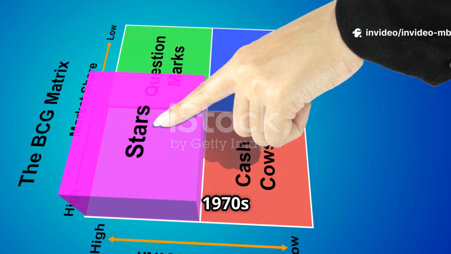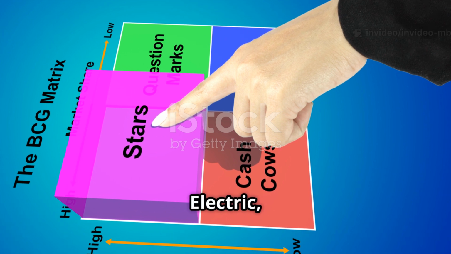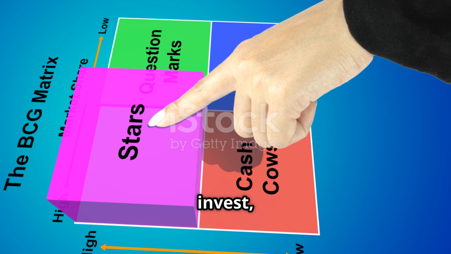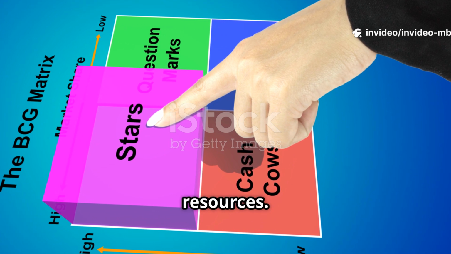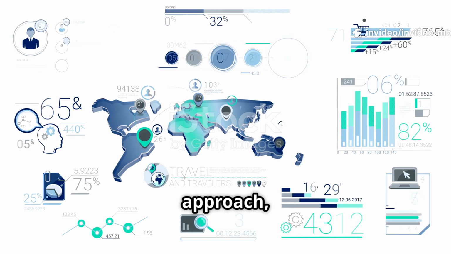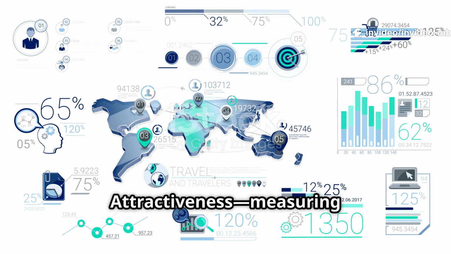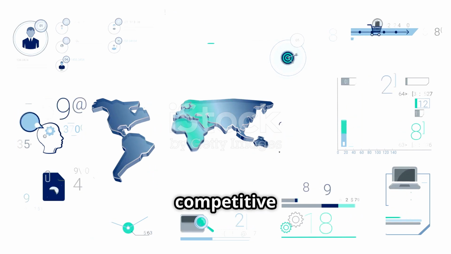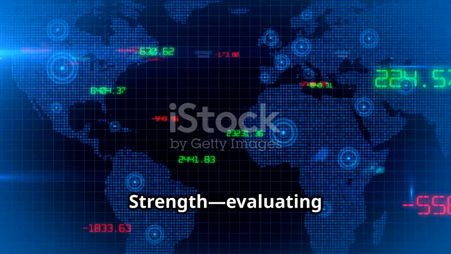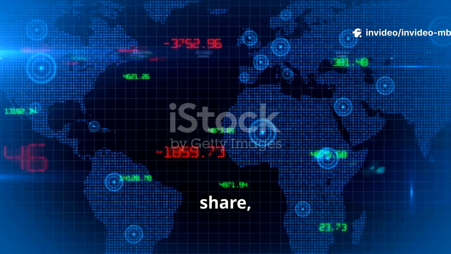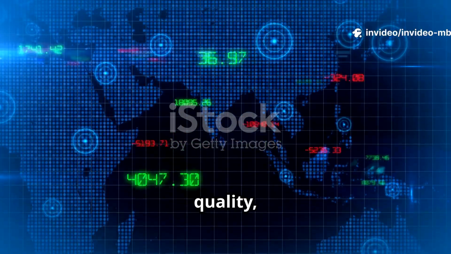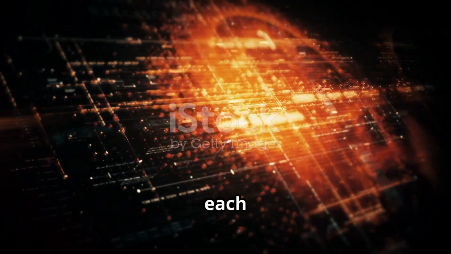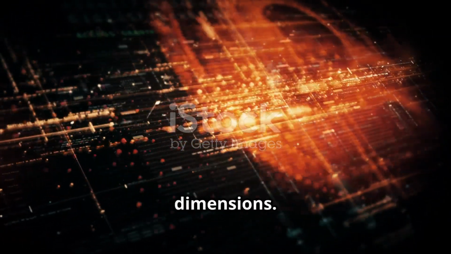Developed in the 1970s by McKinsey & Company for General Electric, this matrix helps multi-business corporations decide where to invest, divest, and focus resources. Unlike BCG's simple approach, this uses industry attractiveness, measuring market size, growth rate, profitability, and competitive intensity, and business strength, evaluating your market share, brand reputation, product quality, and competitive advantages. This creates a 9-cell matrix where each business unit can be plotted based on these 2 dimensions.